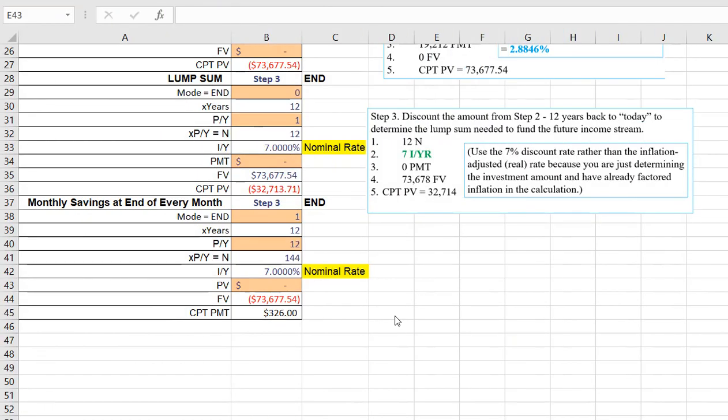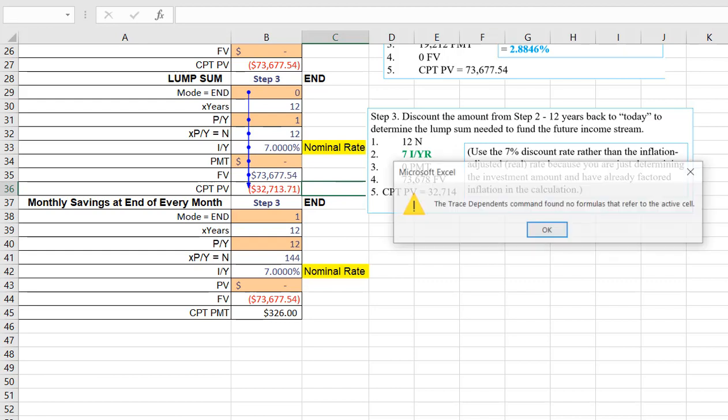So I'm just going to show here step number 3 in Excel. You can see here step number 3, we're in the end mode. The number of years is 12 years. We're using this nominal rate, 7%. The future value is the $73,678. So we calculate the present value. So that's what we need for our insurance planning. I would need $32,713 today. That's why we calculated the present value.